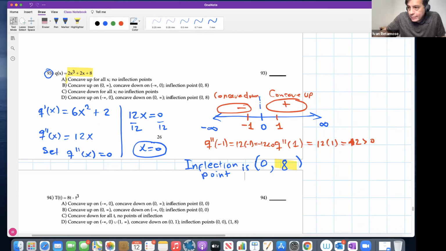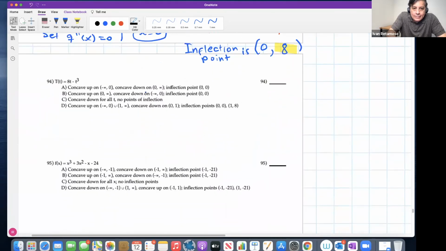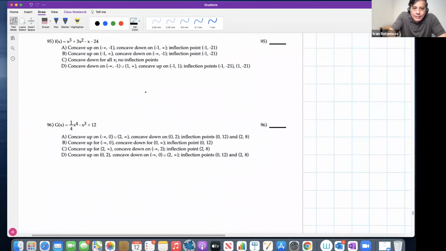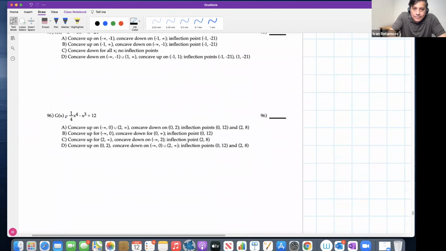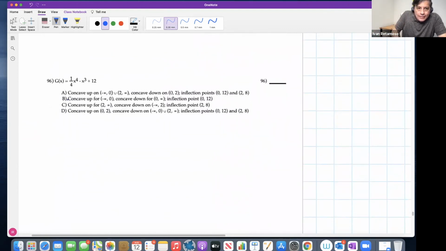Very good, guys. So 93 should be just this one: concave up on 0 to infinity, concave down on -infinity to 0, inflection point (0, 8). Now, this was for the case of a cubic function. There is a case when the function has degree 4. Let's do this to finish.